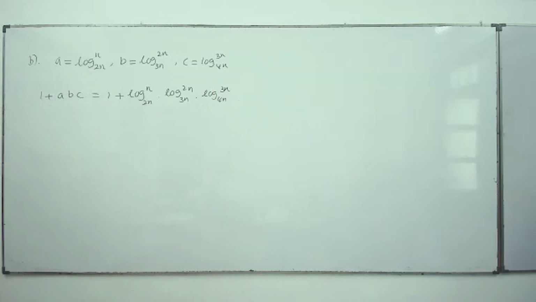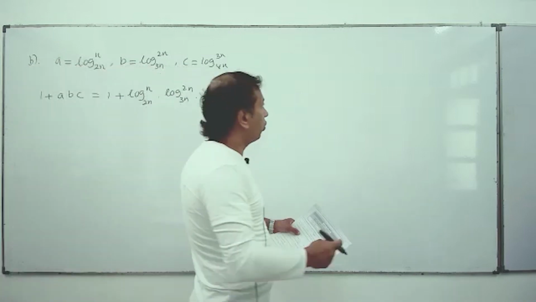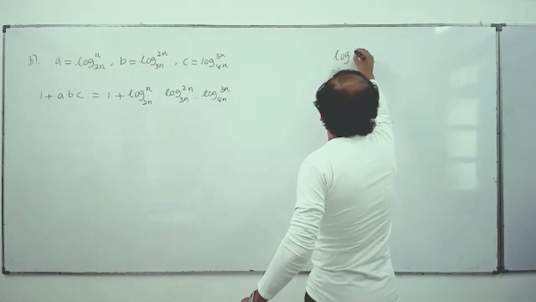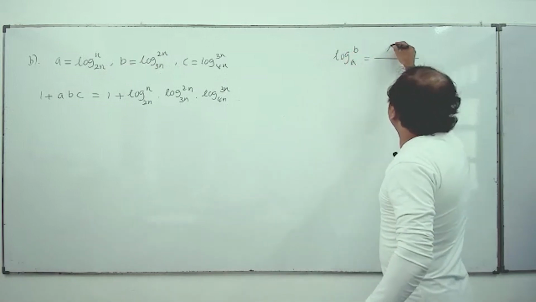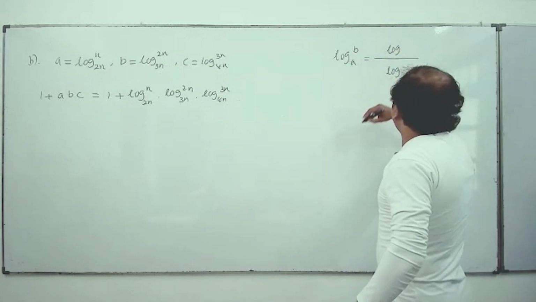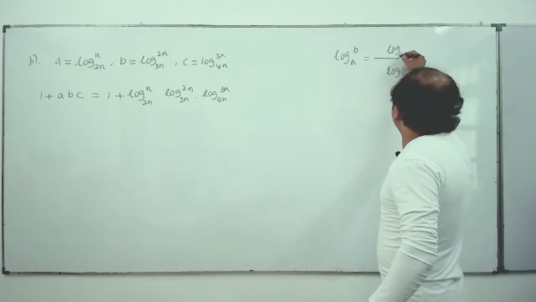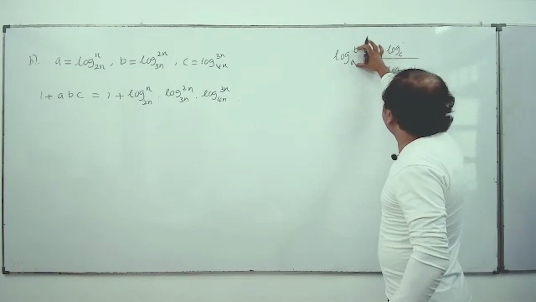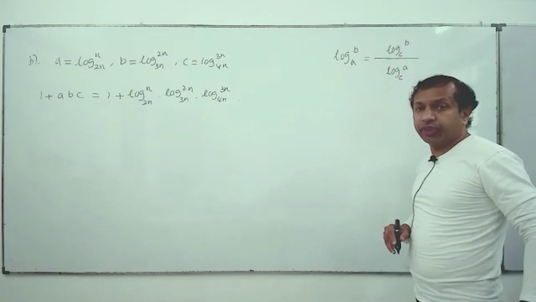Okay, now here, the base 2n, 3n, here 4n. People, the change of base formula we learned in logarithms says log b to the base a. When we write, introducing a new base, suppose the new base is c, here we put c, here we put c. The values b and a go in respectively. That is the change of base formula.